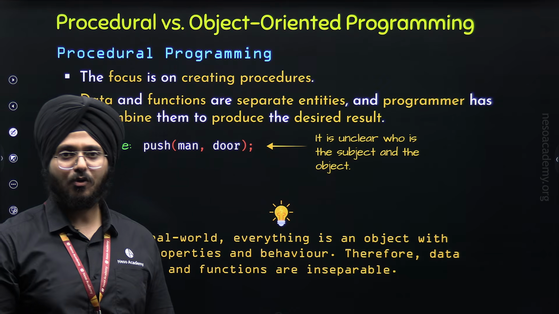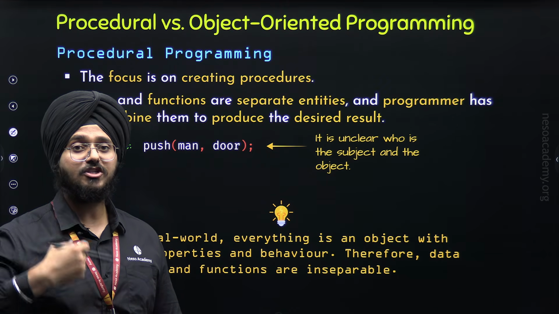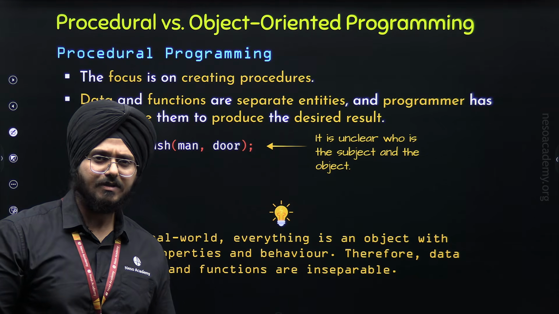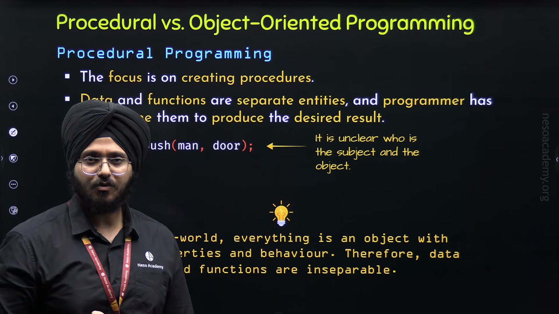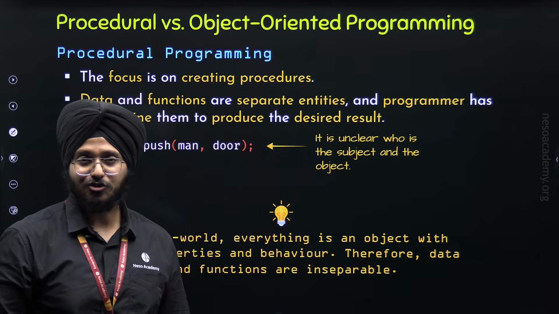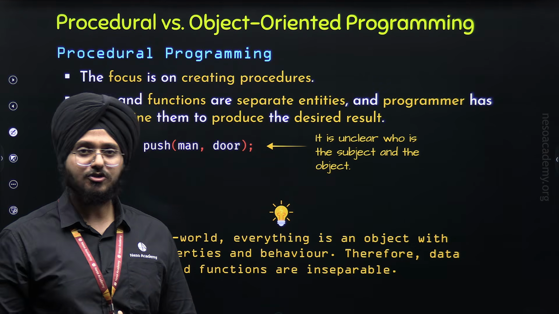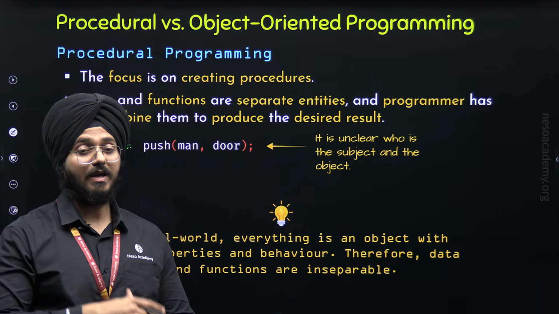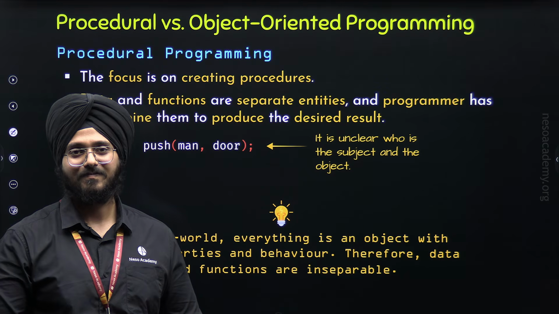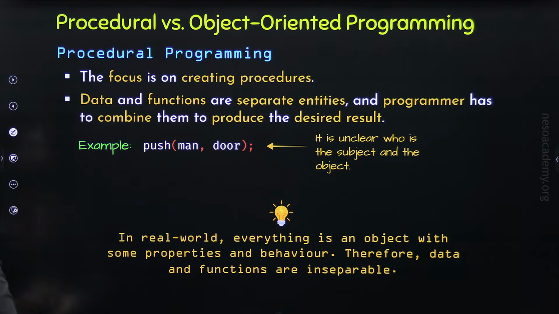And with procedural programming, we would not be able to achieve scalability. That is, we cannot design big programs without making a lot of changes. If we want to add new features to the program, then we need to make a lot of changes in the program. So this is procedural programming.